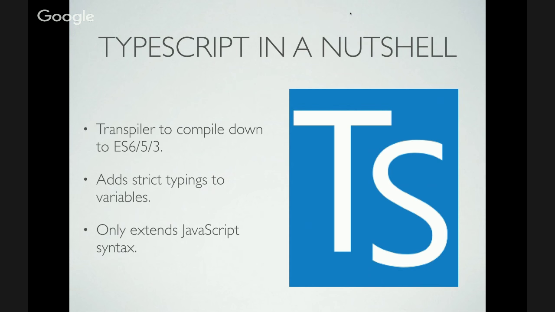And then TypeScript, it's first and foremost a transpiler. It will read a bunch of TypeScript code and convert it into JavaScript. And it can convert it into ES6, 5, or even as old as ES3, which is years and years ago now. But the big thing, as I mentioned, was that it adds strict typings to the variables.